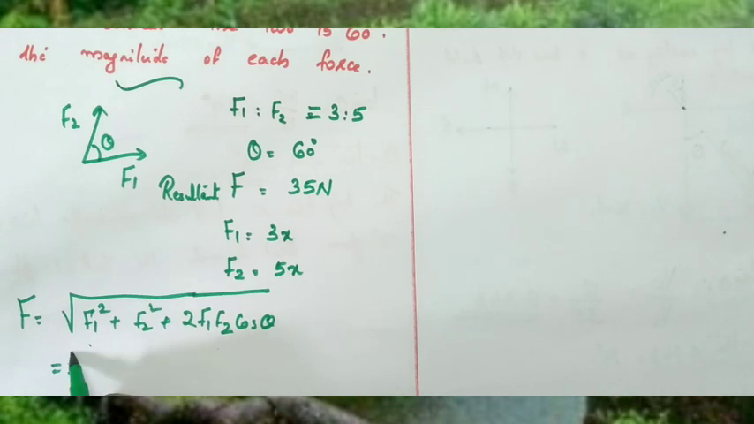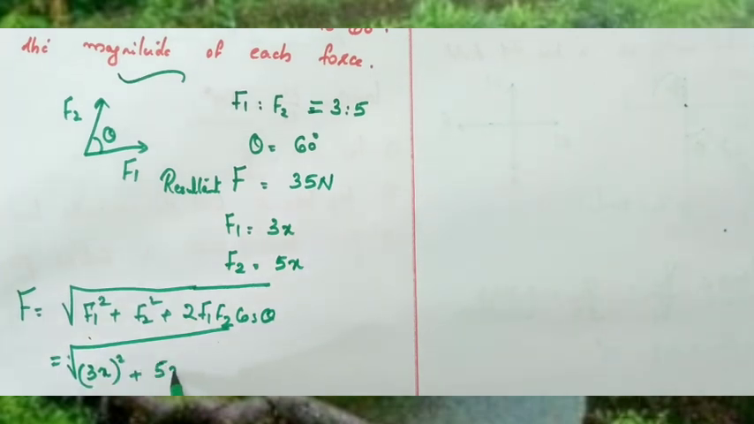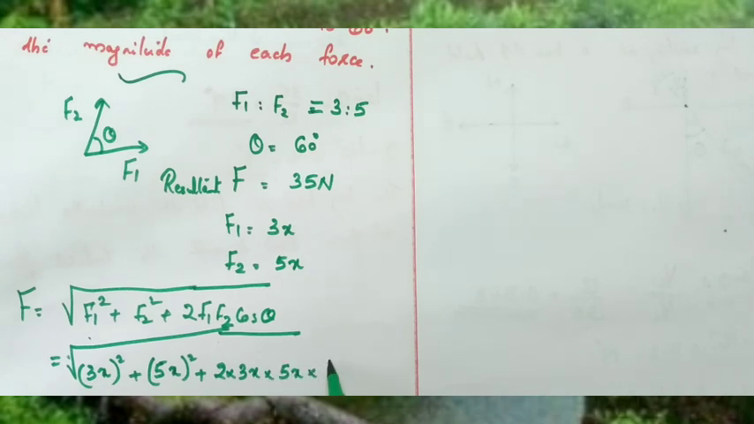Directly we can substitute. What is F1? 3x. 3x square plus F2, what is F2? 5x square plus 2 F1 F2, where F1 is 3x, F2 is 5x, and cos theta means cos 60 degree.